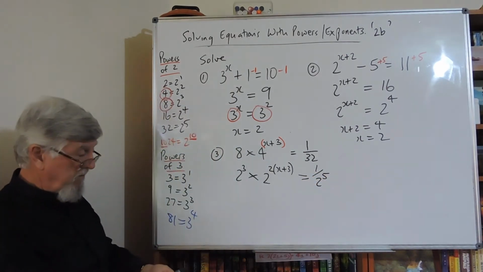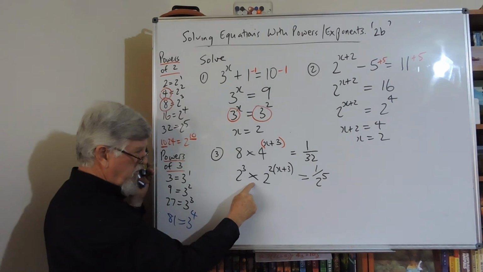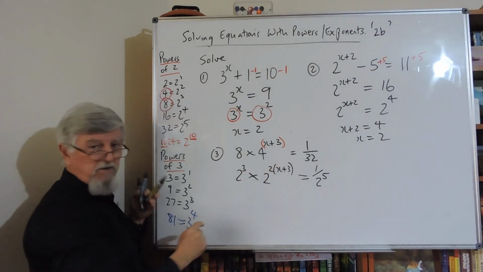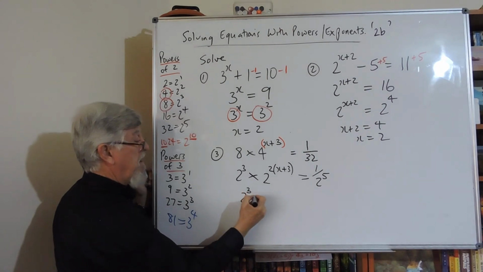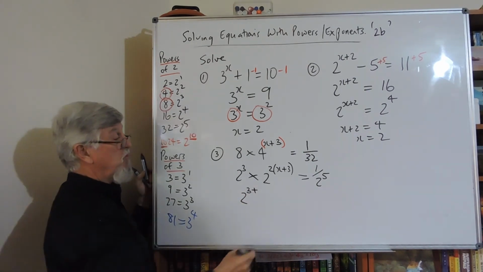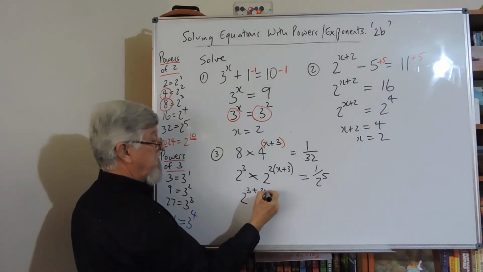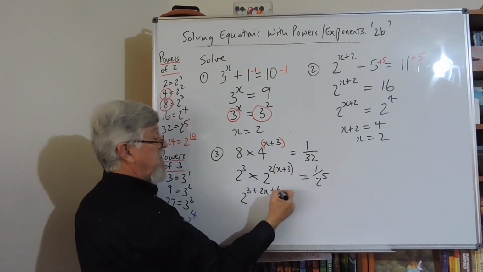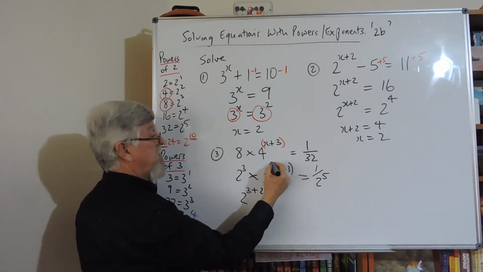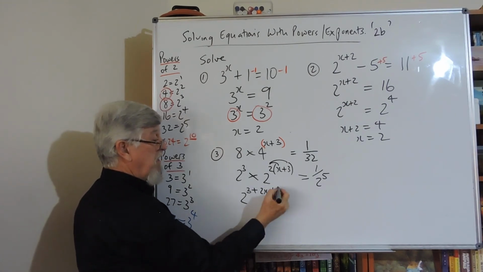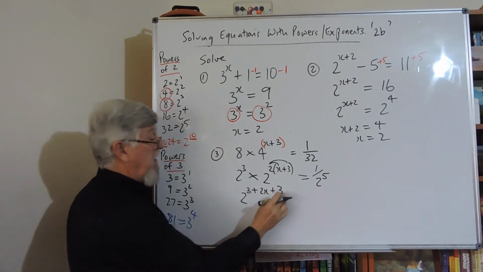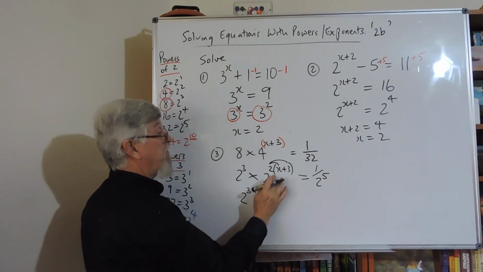Let's have a look what's happened. When I'm multiplying, what do I do with the powers? I'm going to add. So I've got 2 to the power of 3 plus, now what's my shortcut here? That's a 2x, and the 2 3's are 6. So 2 times x is 2x, 2 times 3 is 6. Remember, when I'm marking assessments, you see that over and over again. People put a 3 there, and they've forgotten to multiply that by 2.